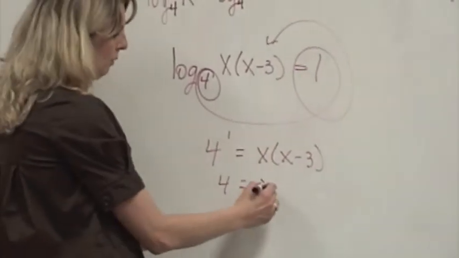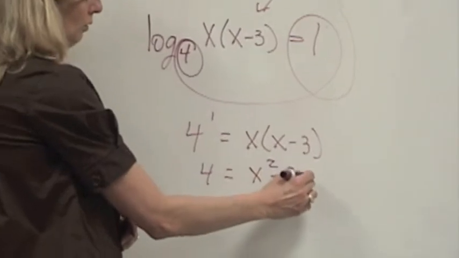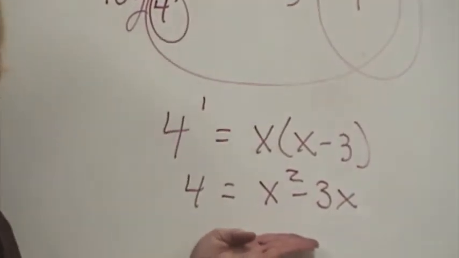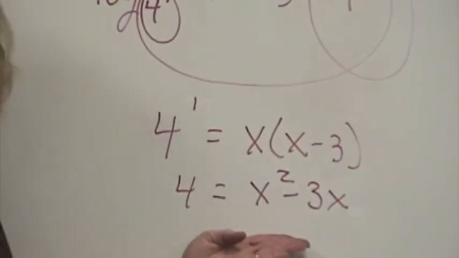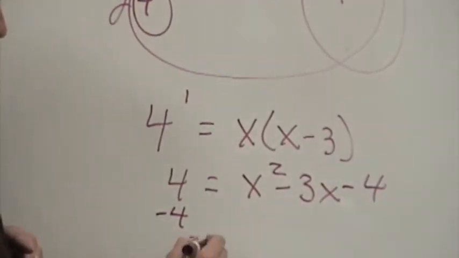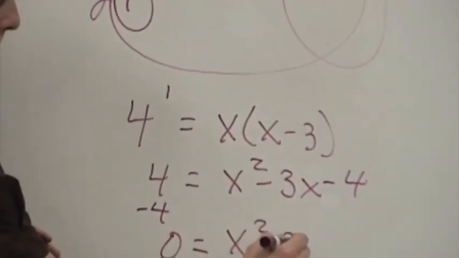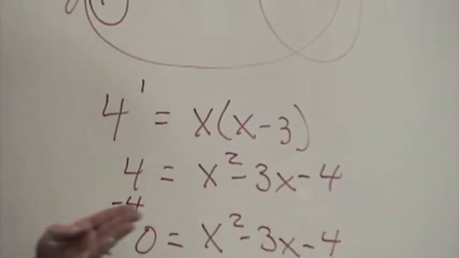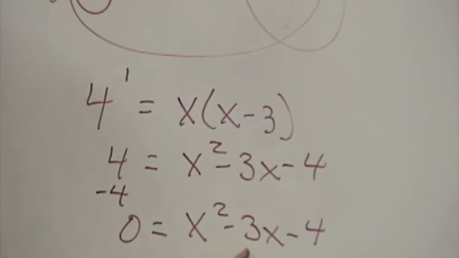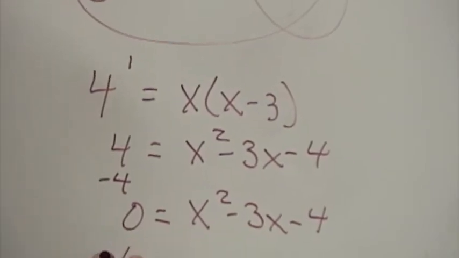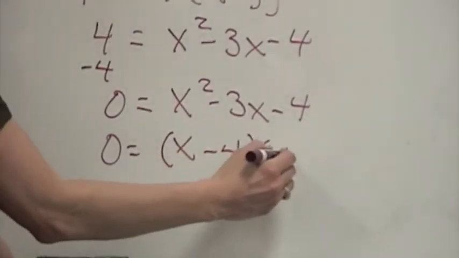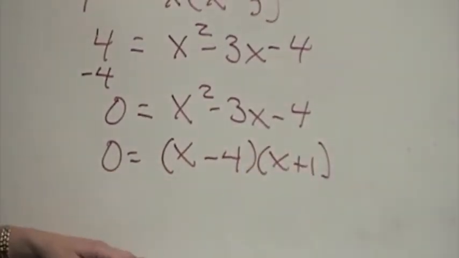If we distribute, we'll get x squared minus 3x. Looking at this, I can tell it's quadratic. To solve a quadratic, we have to set it equal to 0. So let's take the 4 to the other side. In this kind, we have to ask ourselves, what multiplies to be negative 4 that adds to be negative 3? That would be x minus 4 and x plus 1.